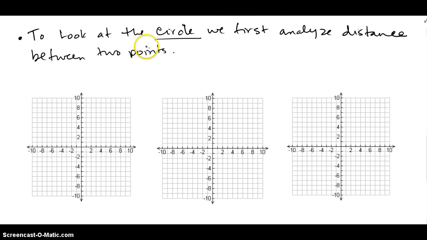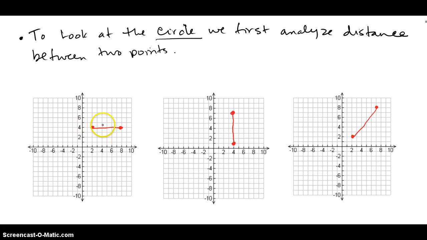Next, we look at the circle, and to do so, we first analyze the distance between 2 points, and we look at 3 different scenarios. We're going to keep it in quadrant 1 just to make the numbers simple. Let's say I want to count the distance between these 2 points. If it's a horizontal line, it's easy. 1, 2, 3, 4, 5, 6. So the distance is 6 units between 2 and 8, and notice that's just 8 minus 2, which gives me a distance of 6 steps.